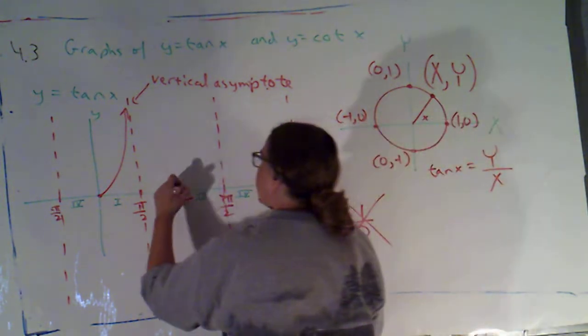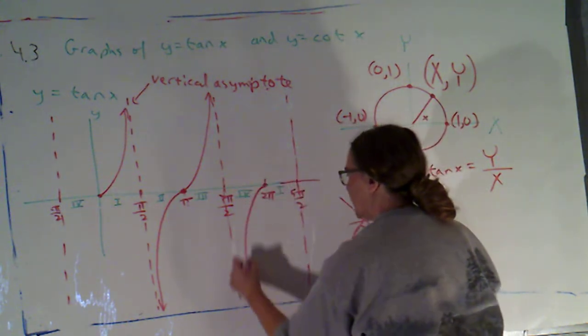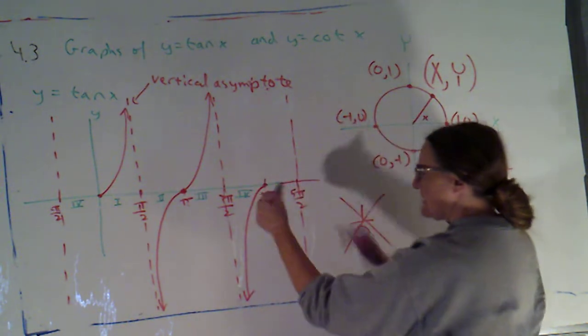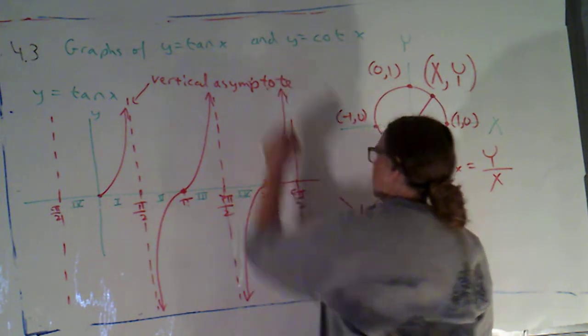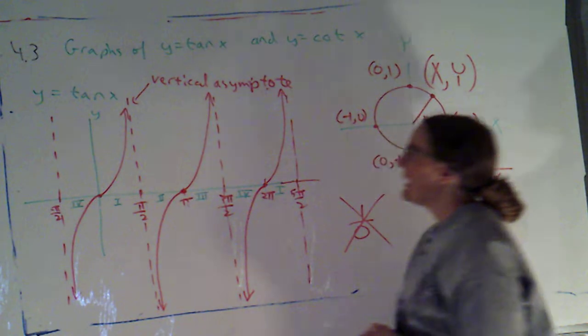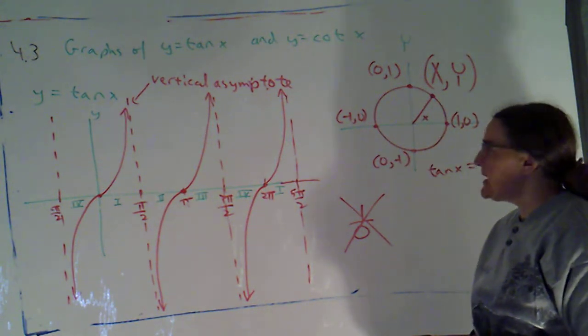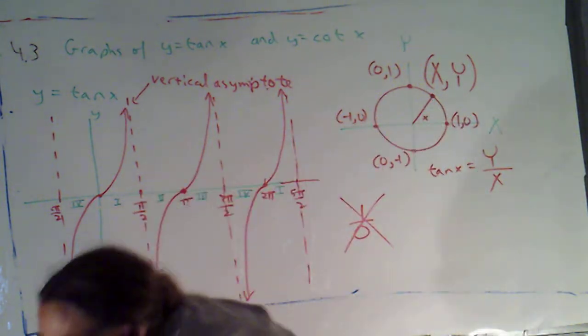In quadrant 3, tangent is positive, so we'll go off to positive infinity. In quadrant 4, it's negative. And then I'd extended things. So in quadrant 1, it's positive, and in quadrant 4, negative. Okay. So that's what we get for our graph of tangent.